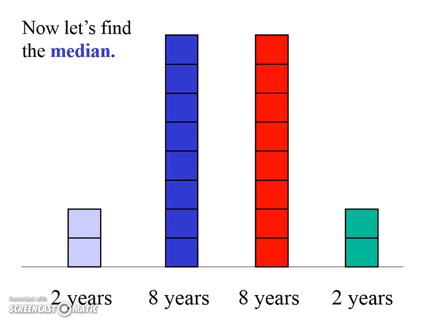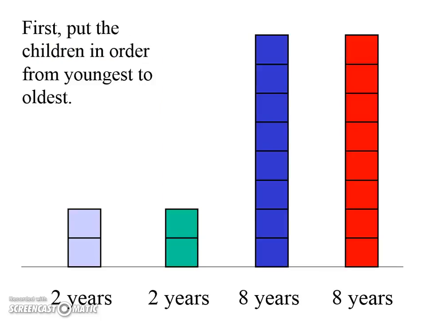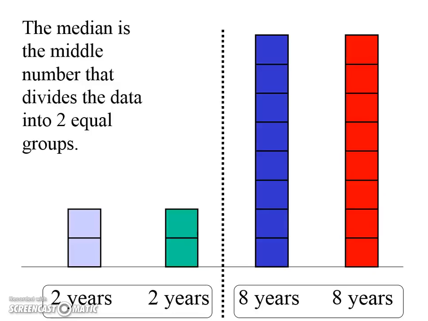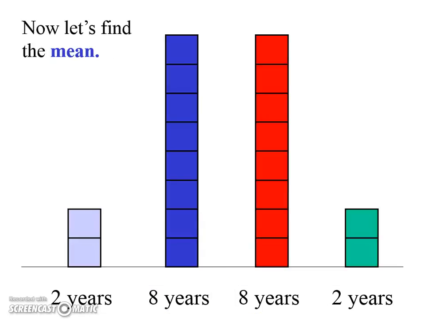There's your range. Median, put them in order from youngest to oldest. Find the center. In this case, there is no center number, so we need to add 2 and 8 to get 10. Divide that by 2. We get 5 as our median. Okay? Let's find the mean.